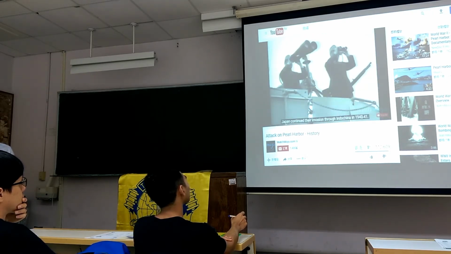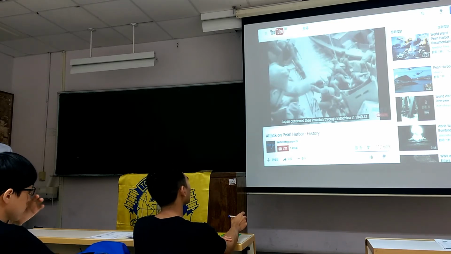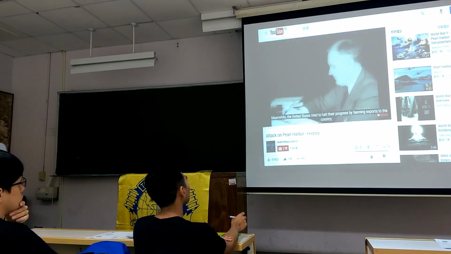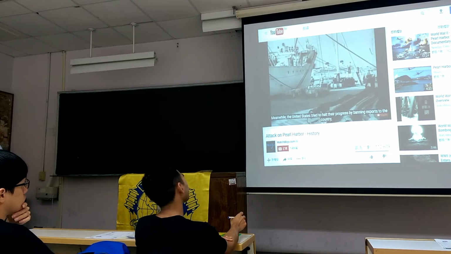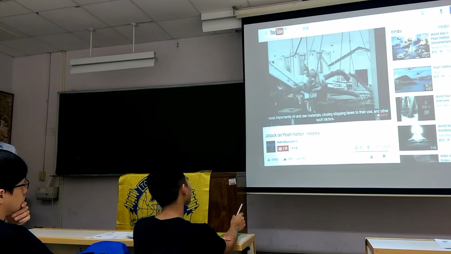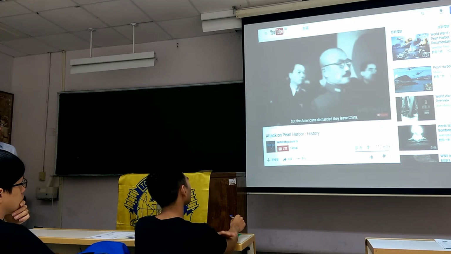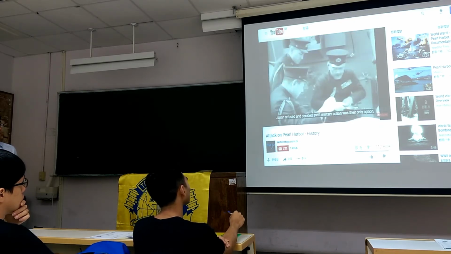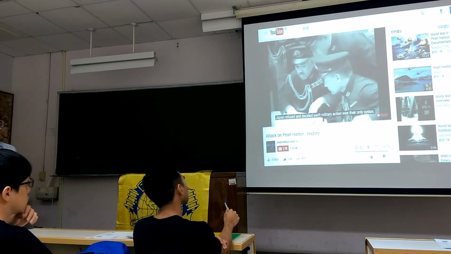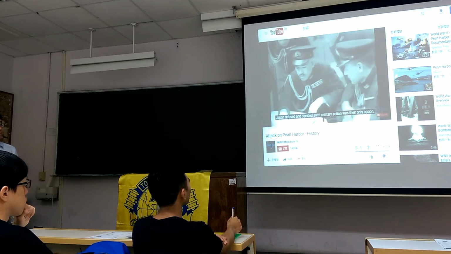Japan continued their invasion through Indochina in 1940 and 41. Meanwhile, the United States tried to halt their progress by banning exports to the country, most importantly oil and raw materials, closing shipping lanes to their use, and other such tactics. Japan desperately needed US oil, but the Americans demanded they leave China. Japan refused and decided swift military action was their only option.